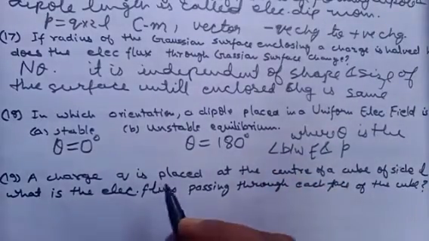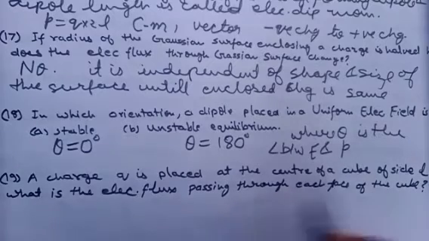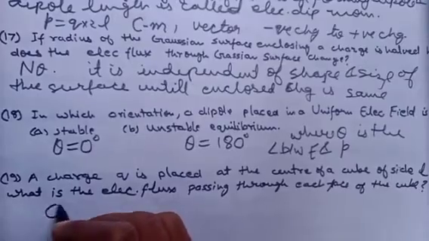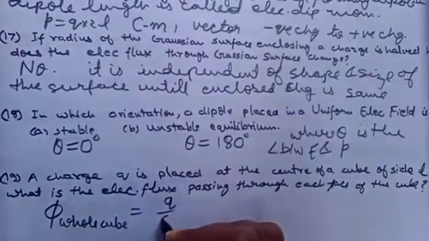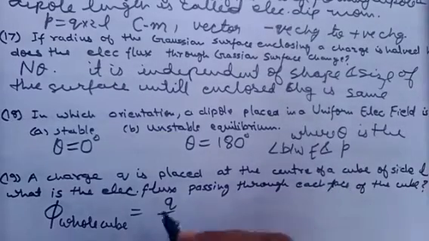Next, a charge Q is placed at the center of a cube of side L. What is the electric flux passing through each face? Phi through the whole cube is Q by epsilon naught. There's no use of this L. We know that it is enclosing Q charge, so net charge upon epsilon naught. This is what Gauss theorem is all about.